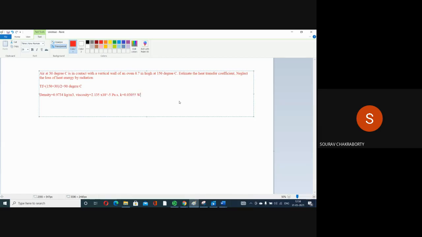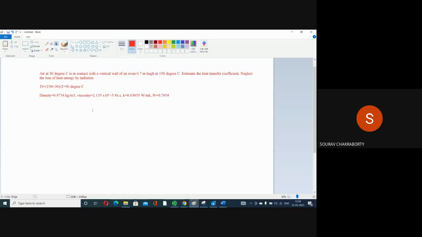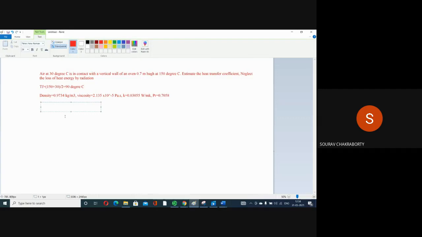0.03055 watt per meter Kelvin. And then the Prandtl number is 0.7058. So on the basis of this fluid temperature, we can determine these values. So then first of all, we need to determine the Grashof number. So what is the expression for Grashof number?